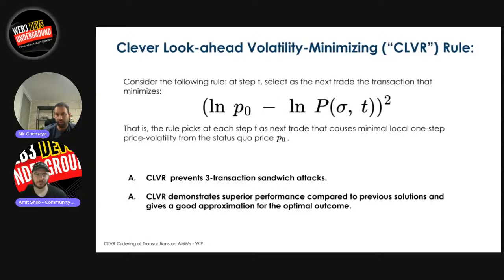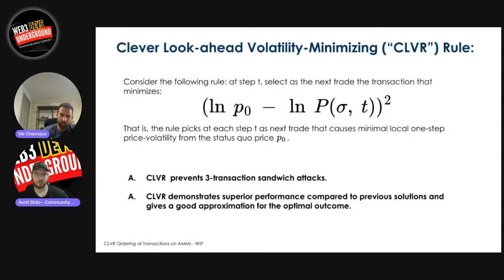Two nice benefits of Clever. It also prevents sandwich attacks, and we have a proof for that in the paper. But what I will show you empirically, and this is very nice, is that in many different environments, it almost always gives price volatility that is closer to the optimal.